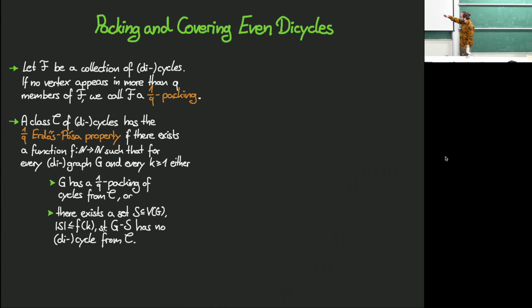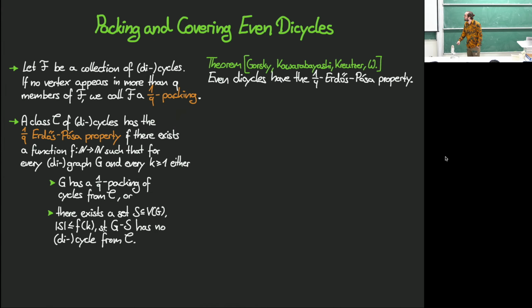Now I say a class C of cycles or directed cycles has the 1 over Q Erdős-Pósa property if there is some function f such that for every graph or digraph and every integer k, one of two things happens. Either I find such a 1 over Q packing of members of C inside of my graph G, or I can delete a set of at most f of k vertices from G such that all of the cycles from C vanish. So this is the Erdős-Pósa property, and in this language our theorem says that the family of even directed cycles has the 1 over 4 Erdős-Pósa property.